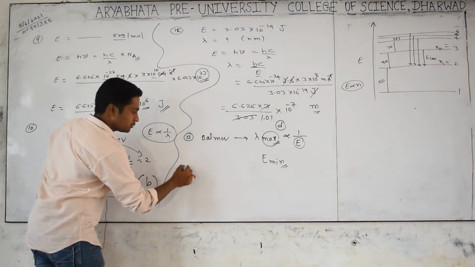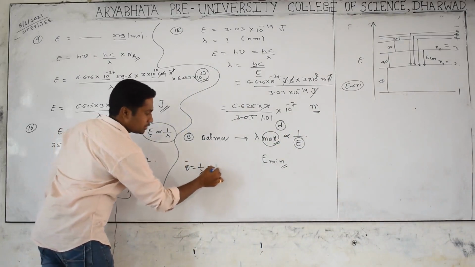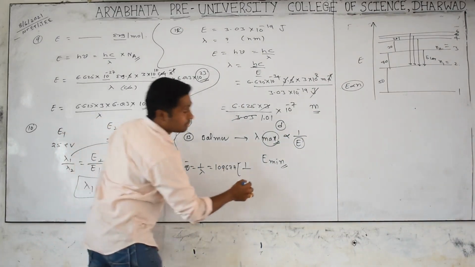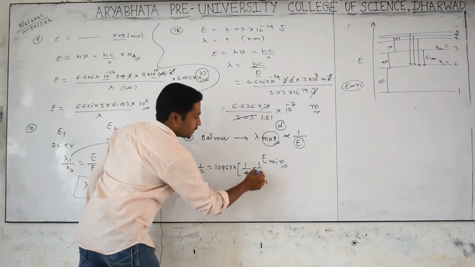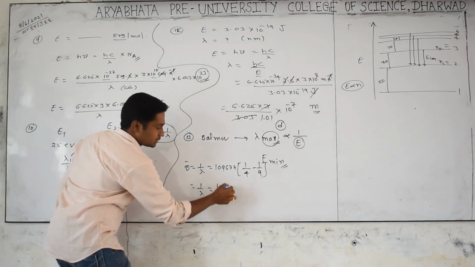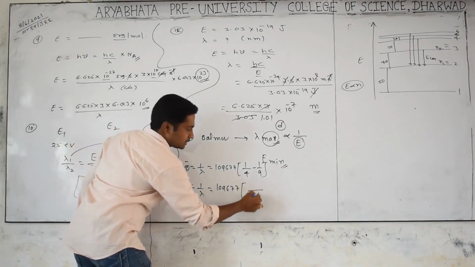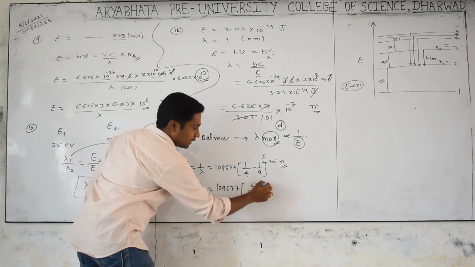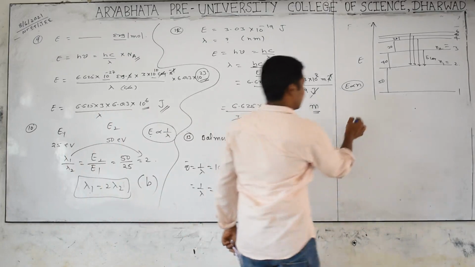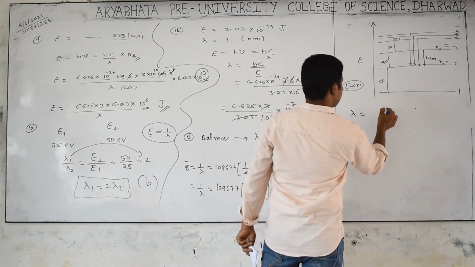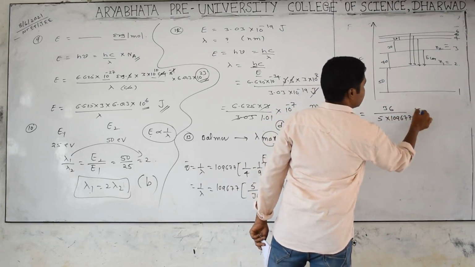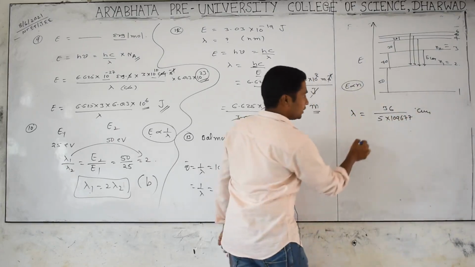For the wavelength, the wave number nu bar is equal to 1 by lambda, equal to 109,677 into 1 by n1 square, which is 4, minus 1 by n2 square, which is 9. We get 1 by lambda equal to 109,677 into, with LCM 36, 9 minus 4, which gives 5. That comes in centimeters inverse. I still want the wavelength: lambda is equal to 36 by 5 into 1 by 109,677 centimeters.